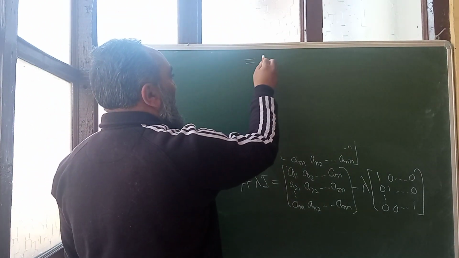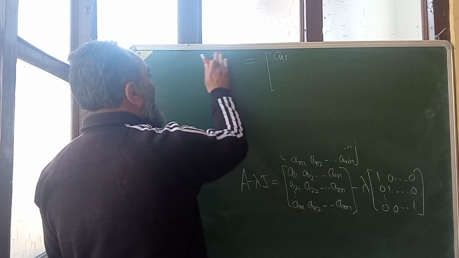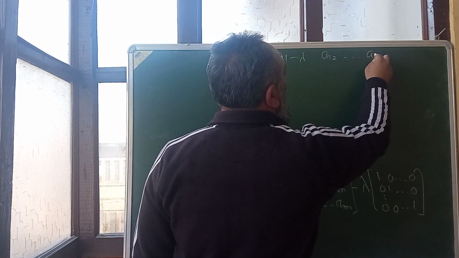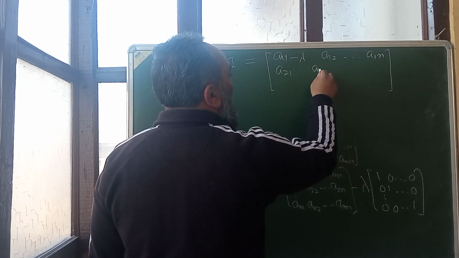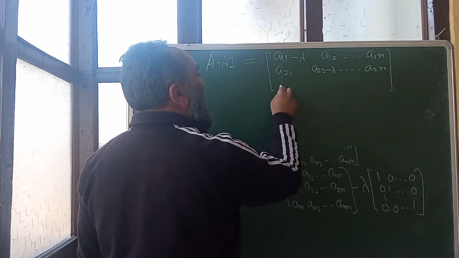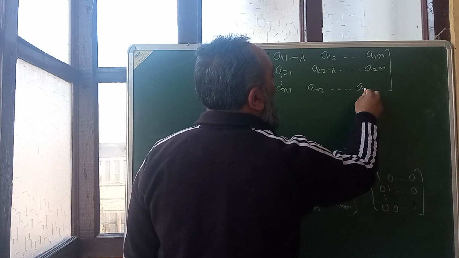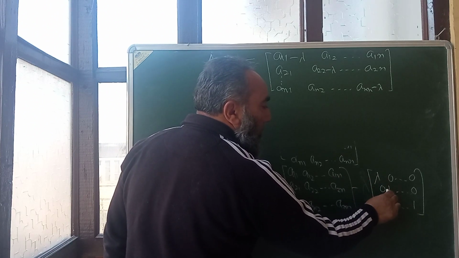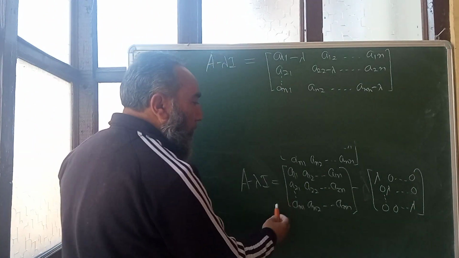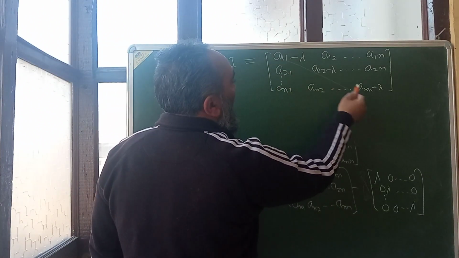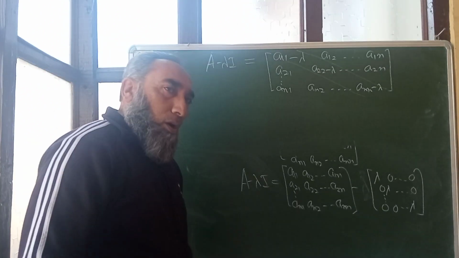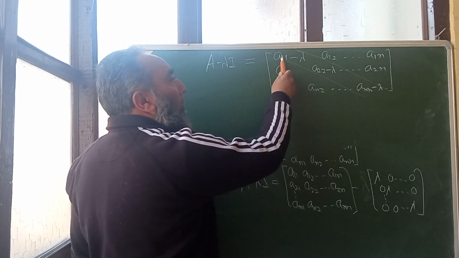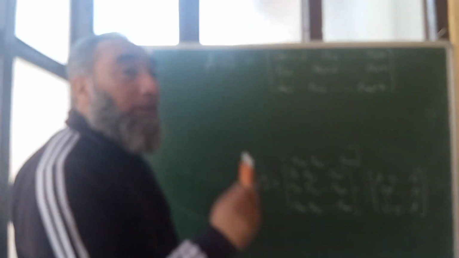Or A11 minus lambda, A12, A1n, A21, A22 minus lambda, A2n, AN1, AN2, ANN minus lambda. When you multiply lambda to a unit matrix, this will be in the diagonal only. So if you subtract two matrices, you will be having lambda in the diagonal minus lambda in the diagonal. So the characteristic matrix of A is nothing but the matrix itself, but minus lambda times the diagonal elements. So A11 minus lambda, A22 minus lambda, ANN minus lambda, and so on. This is the characteristic matrix.